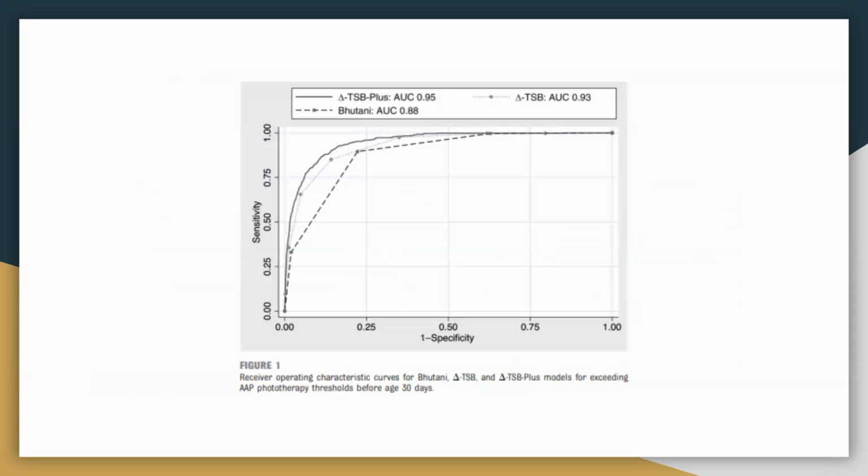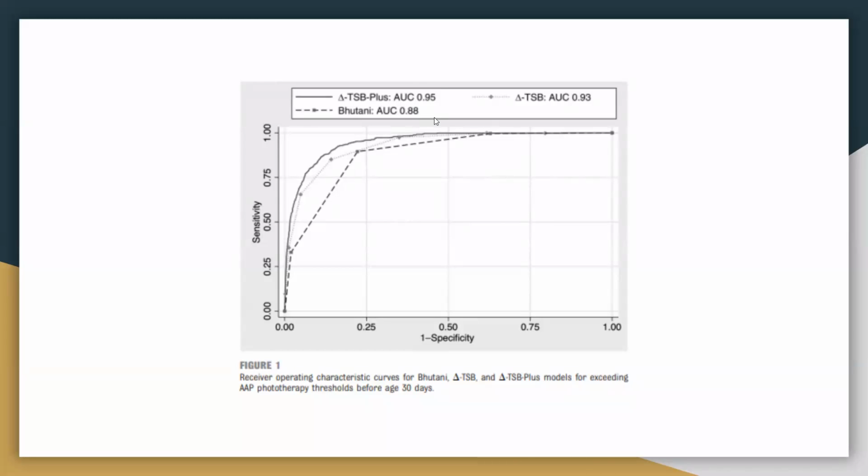So here they're plotting an area under the curve for all three models. So again, you have the traditional model that we use, which is the Butani nomogram, area under the curve predicting 88% accuracy of when a patient is going to exceed their phototherapy threshold. We have the delta TSB model that accounts for DAT and gestational age, that also appears to have pretty good accuracy compared to the traditional Butani model. And then we have the delta TSB plus, which again is comparative to the traditional Butani model that we're currently using.